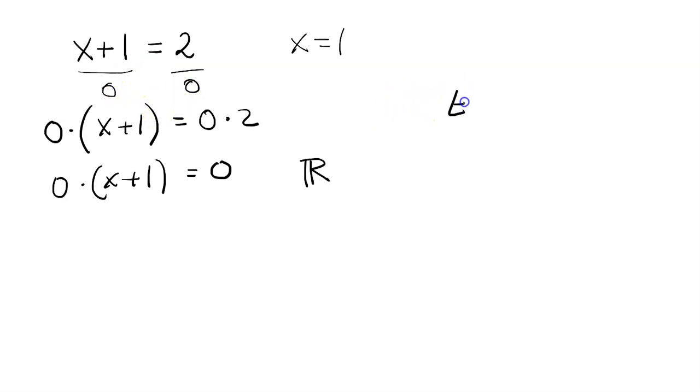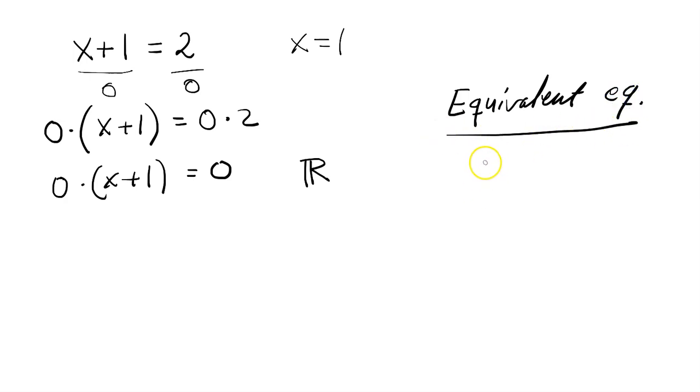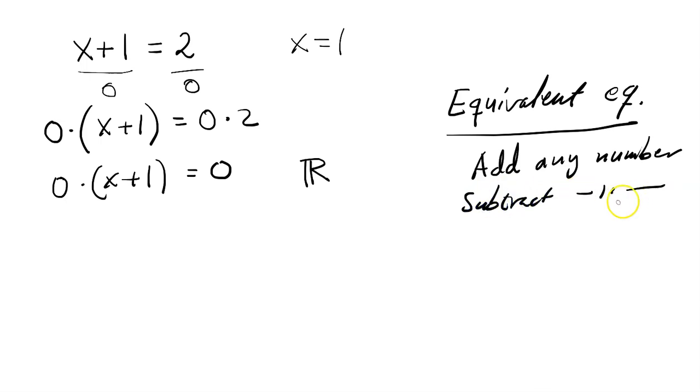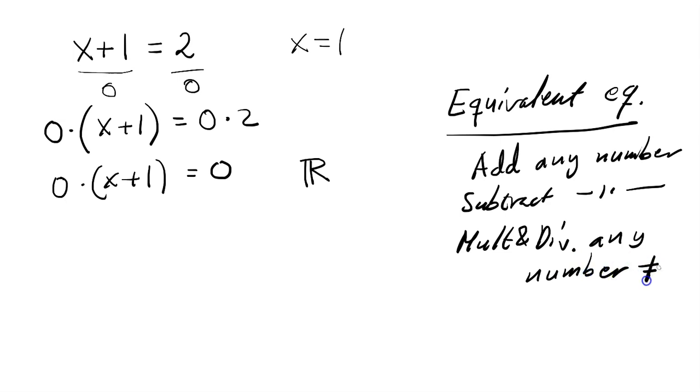So we see here, to make equivalent equations, we can add any number. We can subtract any number. We can multiply and divide with any number, but not equal to 0. So we can multiply both sides, but not by 0.